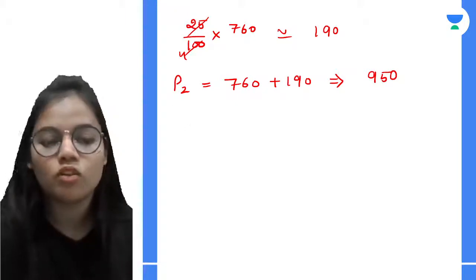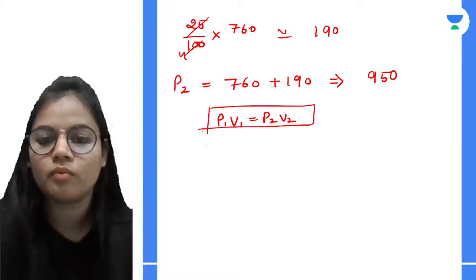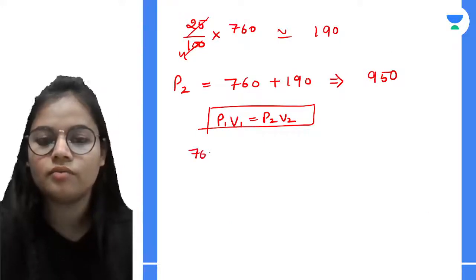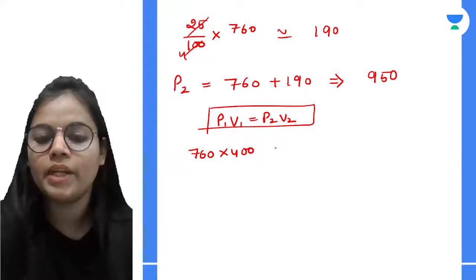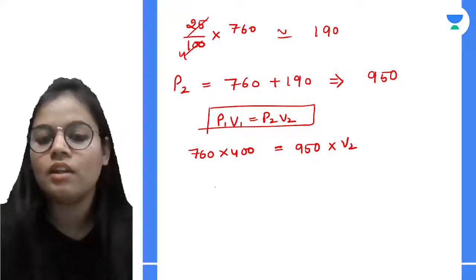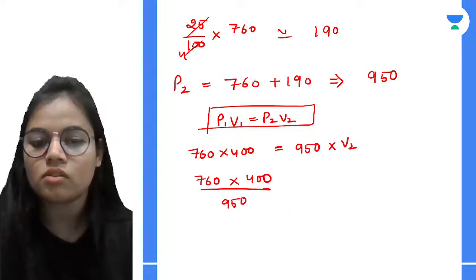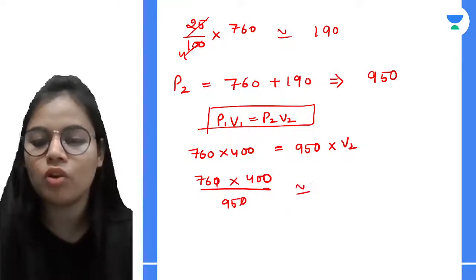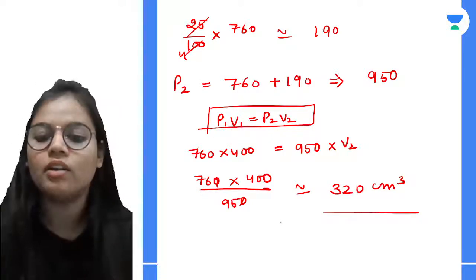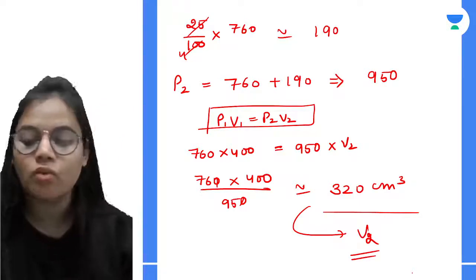Now according to Boyle's law, we have P1 V1 = P2 V2. What is our P1? It's 760 and V1 is 400. P2 is 950 and V2 we have to find out. Now if we go for the transferring, when we take out the volume, it comes out to be 320 centimeter cube. This is our volume 2. I hope that you might have got it.